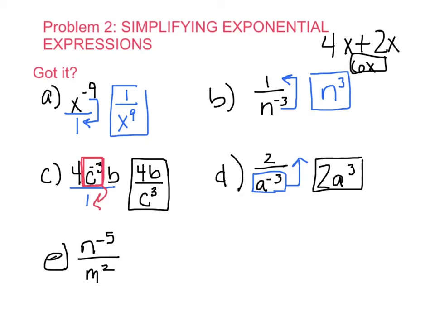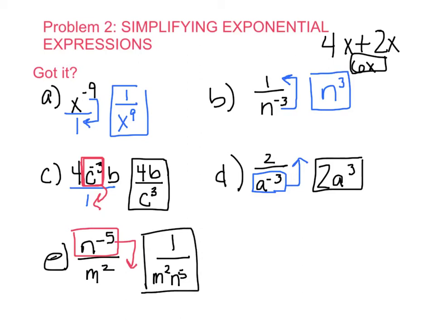The last one, n to the negative fifth. The n to the negative fifth, that's a negative, so that's going to move to the bottom. The m squared will not move because it's already positive. If you move it to the bottom, there's a 1 left on top, and on the bottom you'd have m squared, and the n becomes positive 5, so it becomes m squared n to the fifth. So your answer is 1 divided by m squared times n to the fifth.